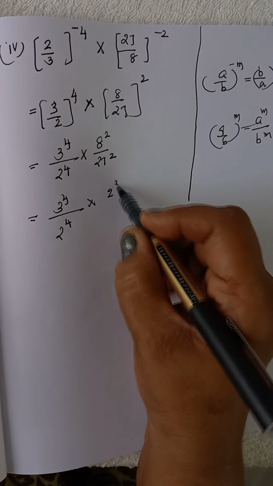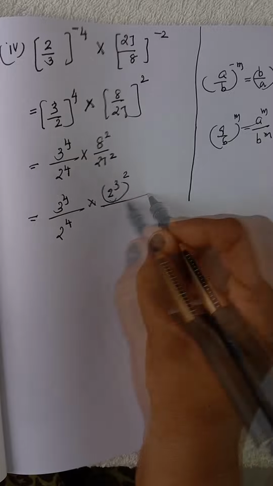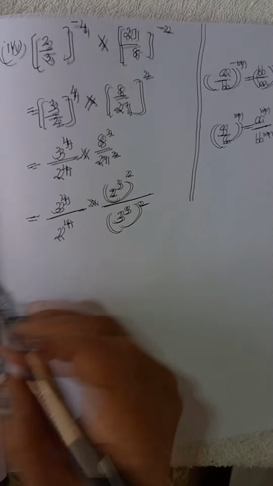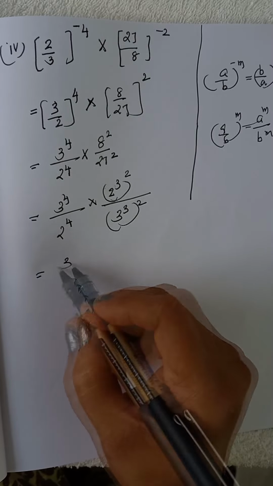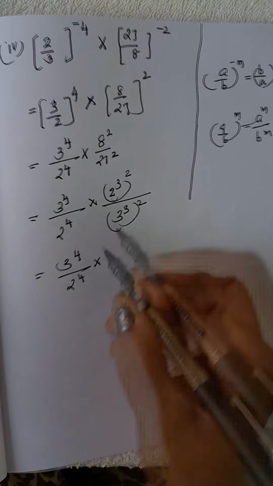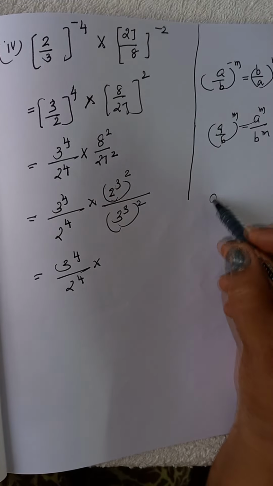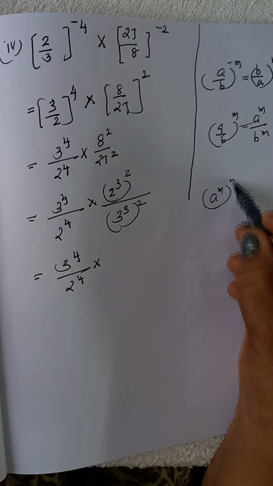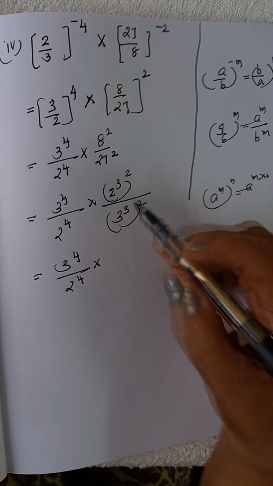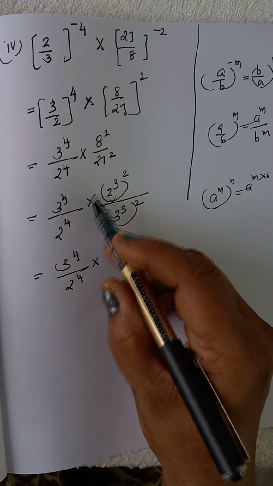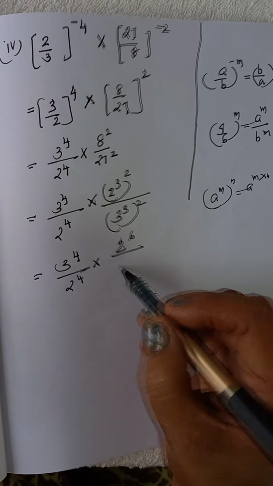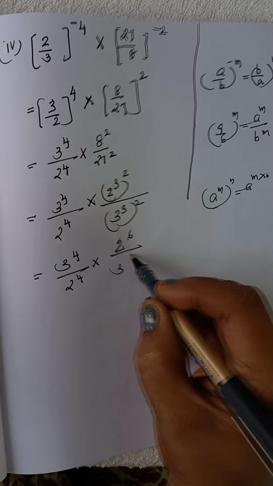So 2 raised to 3 raised to 2, 27 means 3 raised to 3, that whole raised to 2. Now this is equal to 3 raised to 4 by 2 raised to 4 into, this is (a raised to m) whole raised to n, that is a raised to m into n, that we can apply here in these two cases. So that is equal to 2 raised to 3 into 2, 6, by 3 raised to 3 into 2, that also is 6.